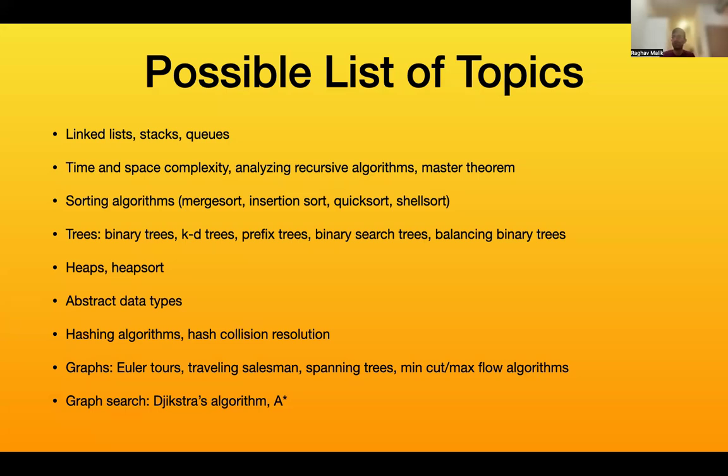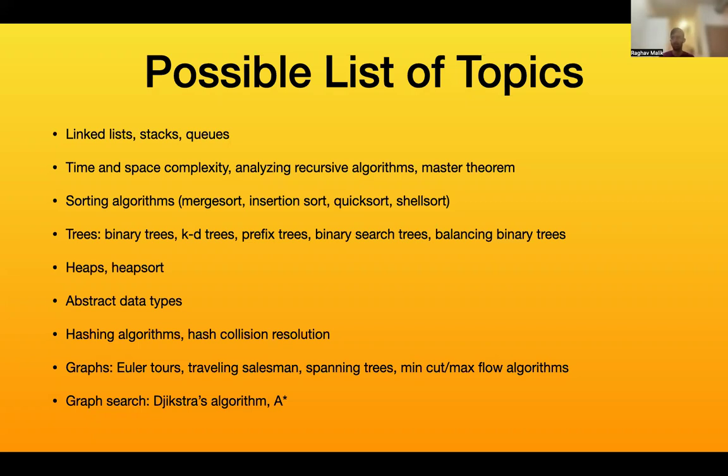Yeah, trees, all kinds of trees. Everything's a tree. Well, a lot of things are trees. Then we'll talk about heaps and heap sort. Heaps are a special kind of tree that have particular semantics associated with them. We'll talk about abstract data types, hashing algorithms, collision resolution, and then finally my favorite, which is graphs.